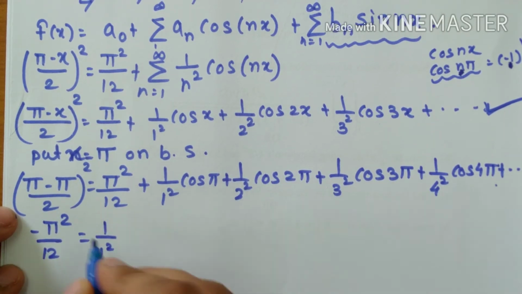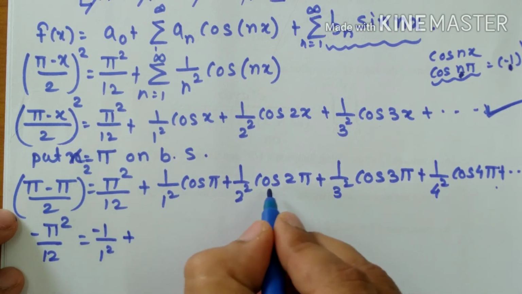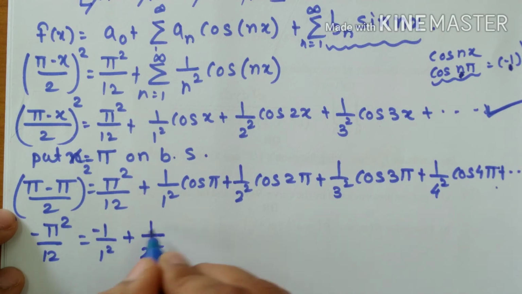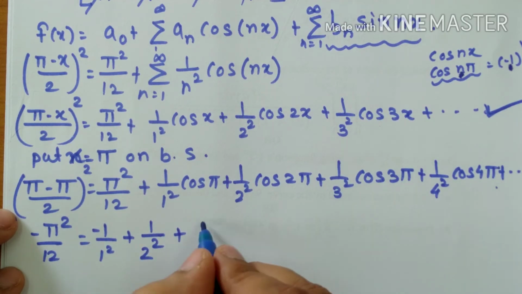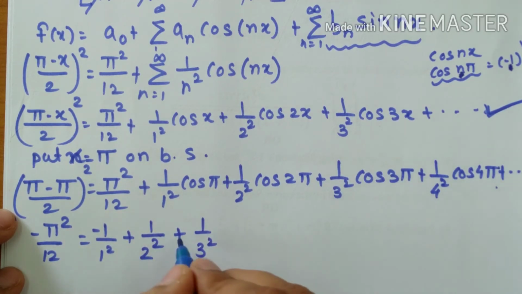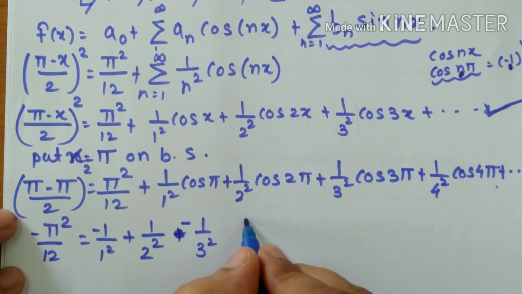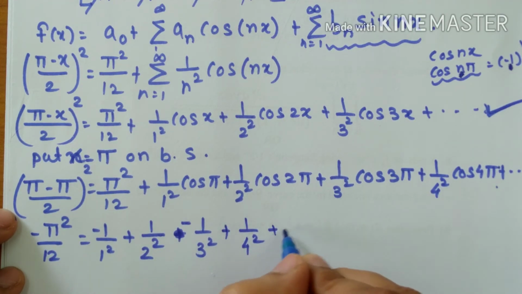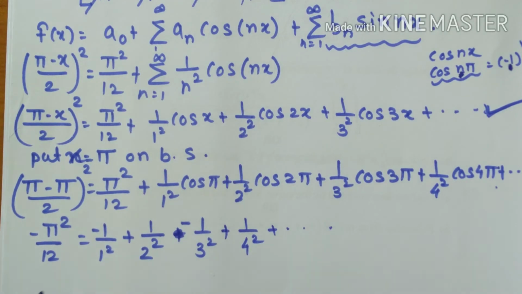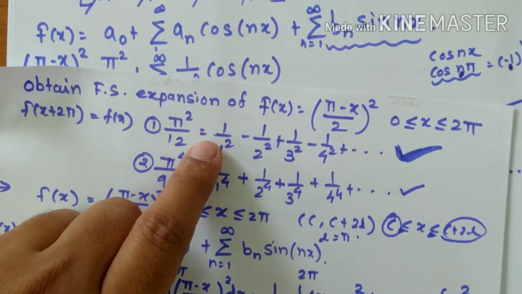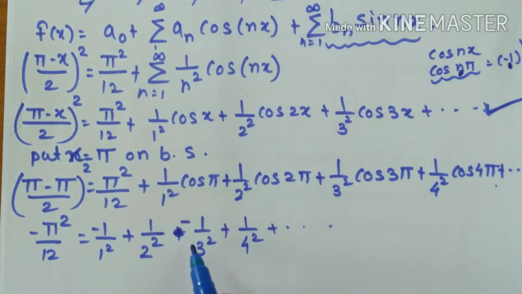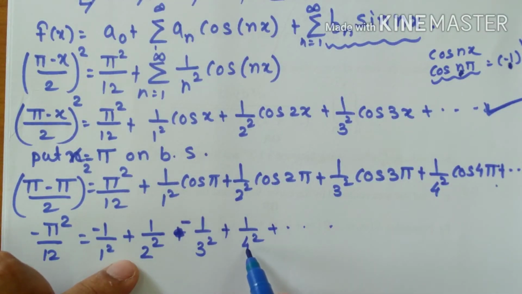What is the value of cos pi? Minus 1. So this is minus, plus cos 2 pi. What is the value of cos 2 pi? Plus 1. So 1 upon 2 square plus 1 upon 3 square into cos 3 pi. But what is the value of cos 3 pi? It is minus 1. Hence it is minus. Next is 1 upon 4 square, cos 4 pi. What is the value of cos 4 pi? Plus 1. Like this. But in my given problem, here 1 upon 2 square, 1 upon 4 square have the negative sign, and here 1 upon 2 square, 1 upon 4 square have the plus sign.